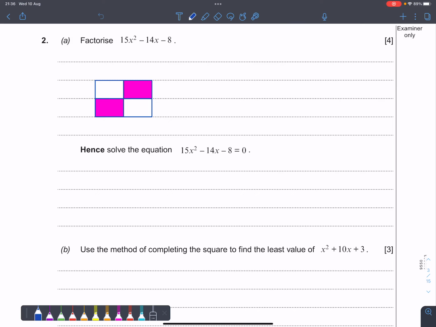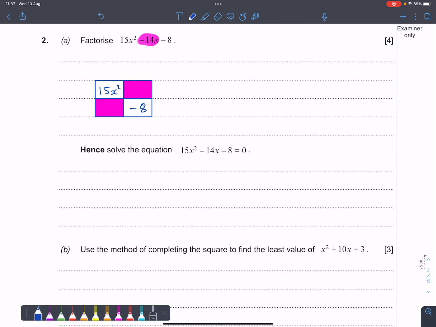So I always start off with the x squared term being in the top left box, so 15x squared, and the constant in the bottom right box. And then the two boxes that are left over that I've highlighted, they will make up our x term. So we're going to split them over two boxes. So we need to figure out how many are in each of these.